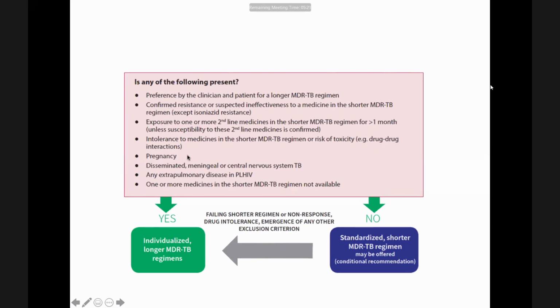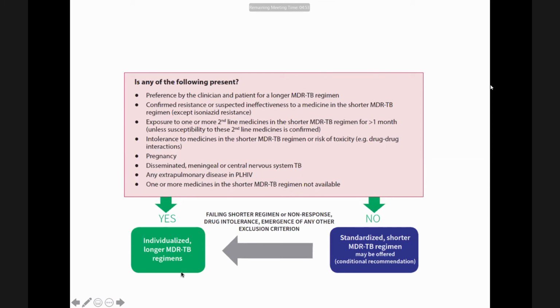Pregnancy, you are going to use the longer treatment. Disseminated, meningeal or central nervous system disease is a contraindication for the shorter regimen. Any extrapulmonary disease in people living with AIDS, you have to go for the longer MDR-TB regimen. If one or more medicines in the shorter MDR-TB regimen are not available, then you can go for the standard longer MDR-TB regimen. Okay, so this is how you channelize which to use: the standardized shorter MDR-TB regimen or the longer MDR-TB regimen.